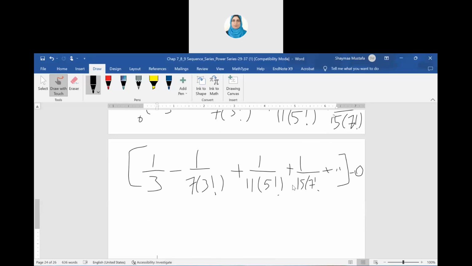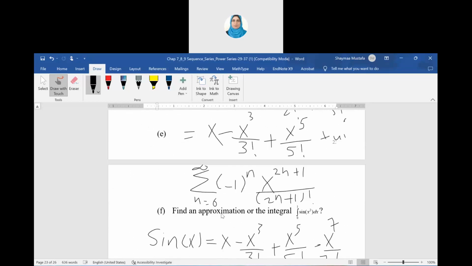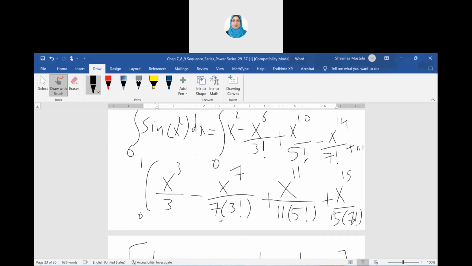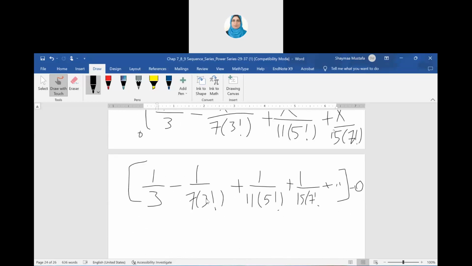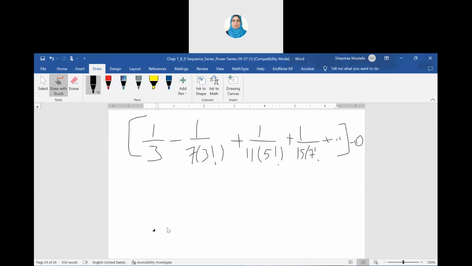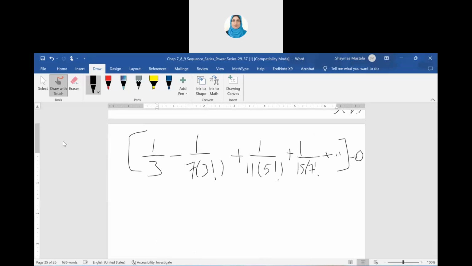It is enough if you calculate the first four terms, because we need to find an approximation of the integral, not the exact value, and the result is accurate enough. It is up to you, but the first four terms are enough. If you want, you can add more terms. More terms mean more accurate results. The first four terms are also okay, because we are finding an approximation.